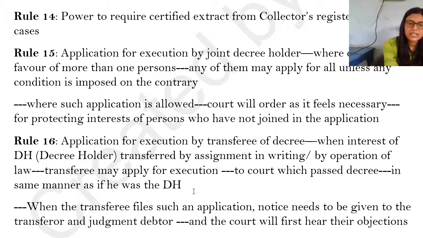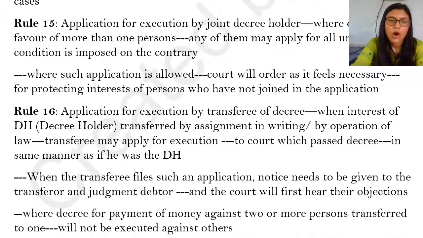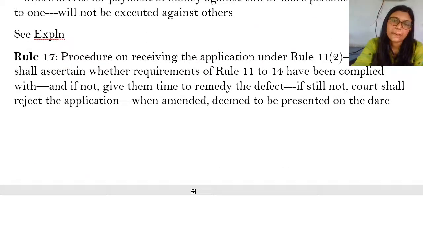Now, if there is a decree for payment of money against two or more persons and that has been transferred to one, it will not be executed against the others. If you want to go into more detail about it, you can see the explanation under this rule. You can go and read the entire rule 16. Now, what is rule number 17 saying?